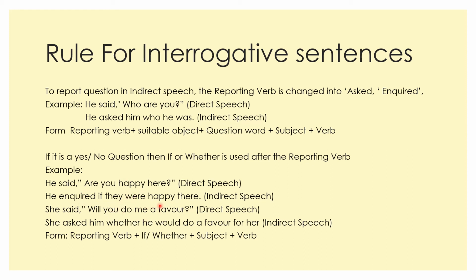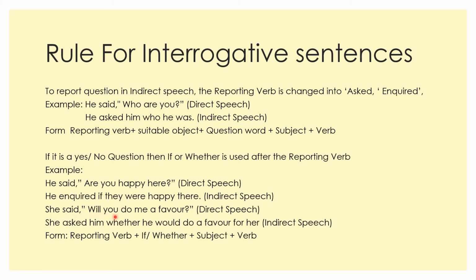They were happy here. Now, we have already learned that words expressing nearness in time and place become words expressing distance. So here will become there. So the sentence in the indirect: he inquired if they were happy there. If I would say he inquired if he was happy there, you could also have a subject as he or she. But here I have taken it as they.